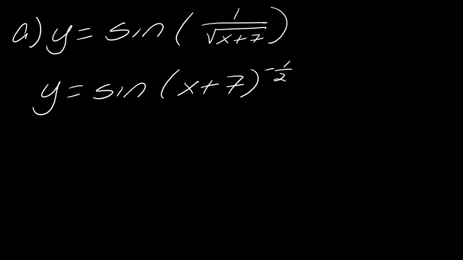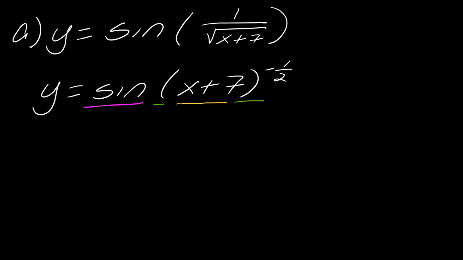By doing this, I now have an outside function, sine. And with how I rewrote this, I can see that this thing to the negative 1/2 is your middle function, and then the innermost function is x plus 7. If that doesn't make sense to you, again, I have a whole video where I break this down. To me, this is really the key for the chain rule: take a second to think about this. So I can see how to visualize this problem, and now we can get started.